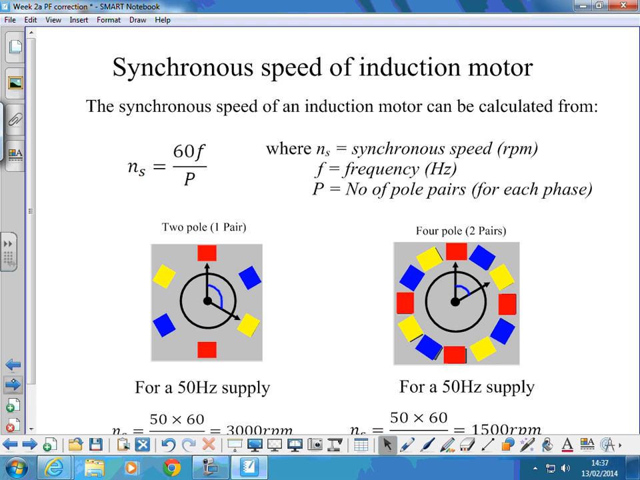Synchronous speed of an induction motor can be easily calculated: the synchronous speed, little n_s, is 60 times f over p. I was looking up that formula yesterday, a nice tidy version of it. I found a mistake in Bird's Electrical and Electronic Principles. He'd missed the 60 off. What's the 60 for, Daniel? Why has it got 60 in front of f?